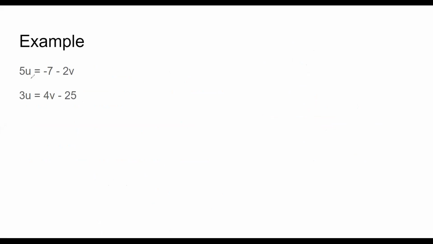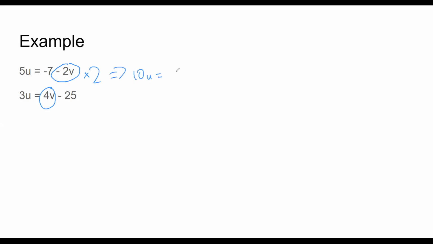So we have 5u equals negative 7 minus 2v, and 3u equals 4v minus 25. First we choose a term to eliminate, and you'll notice that we have a negative 2v here and a 4v here, and once again, 4 is 2 times 2. So we'll probably want to get rid of the v's here. To do that, we're going to multiply the top equation by 2 to change this 2 into the 4.